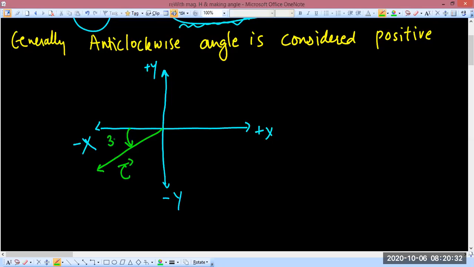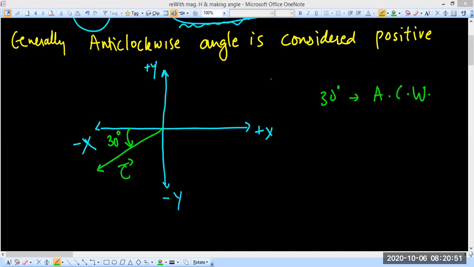This angle is 30 degrees. I hope you understood that this angle of 30 degrees, I've drawn it anti-clockwise. I hope everyone can see what is anti-clockwise and what is clockwise, right? I hope you all understood that this is anti-clockwise. Clear? Is this clear to all of you?